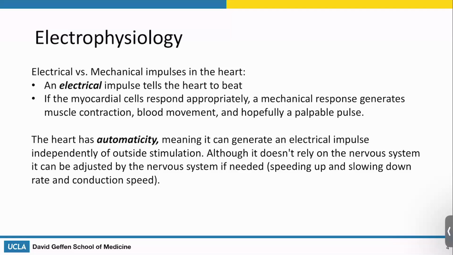So the heart has automaticity, meaning it can generate an electrical impulse independently of outside stimulation. So it can beat regardless of what the nervous system is doing at that time. Now, the nervous system can come in and adjust it up or down, but it can beat on its own, which is a pretty cool feature that it has.